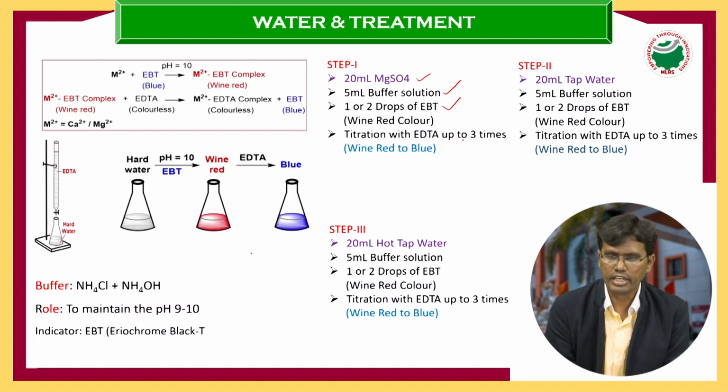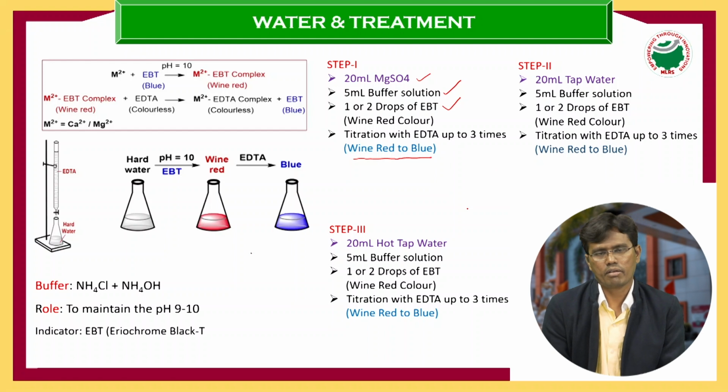Titrate with EDTA until two concurrent values come. The wine red color will change into blue color. Then we write down the values. Then using the formula M1 V1 equal to M2 V2, we can calculate the M2 value.